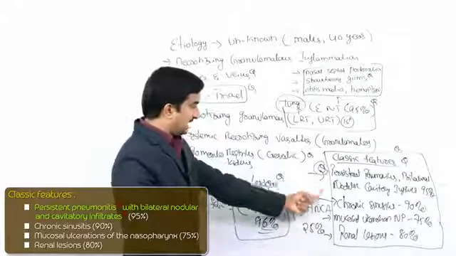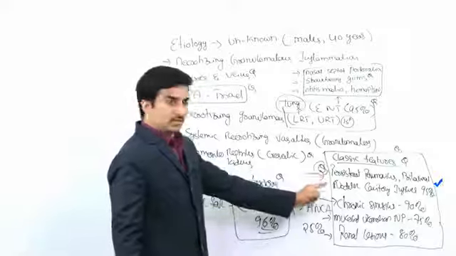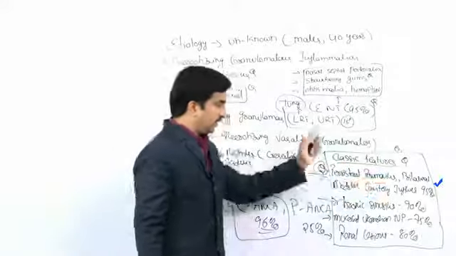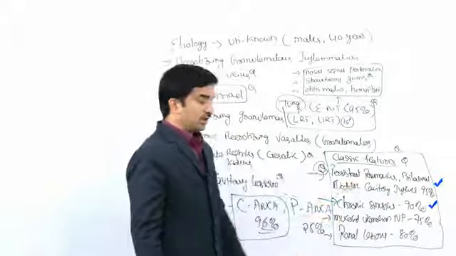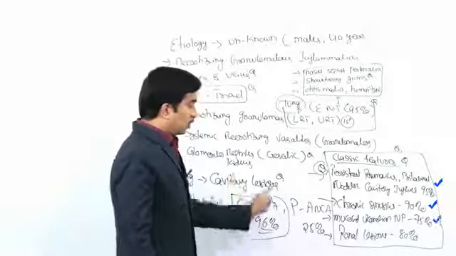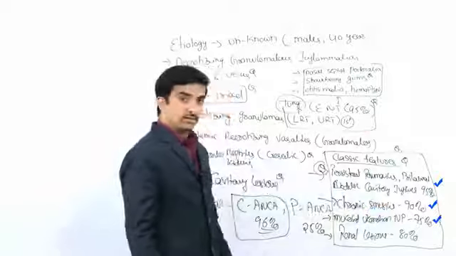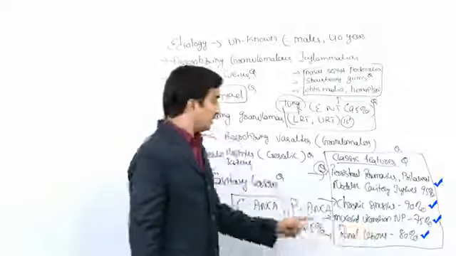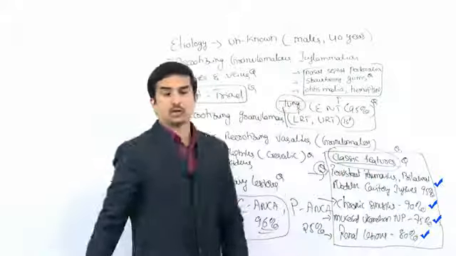So, these are the classic features. What are they? Persistent pneumonitis with bilateral nodular cavitary infiltrates are seen in 95% of the cases. Chronic sinusitis is seen in 90% of the cases, right? Mucosal ulceration of nasopharynx is seen in 75% of the cases. Renal lesions are seen in approximately 80% of the cases. So, these are the classical features of Wegener's granulomatosis.